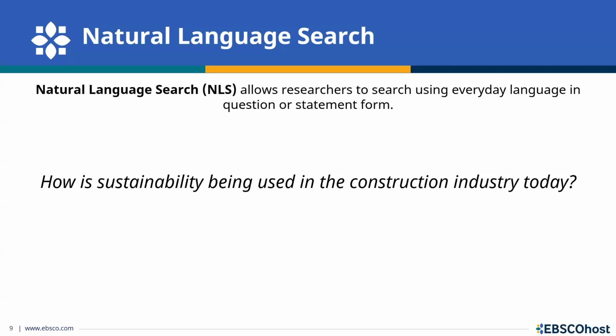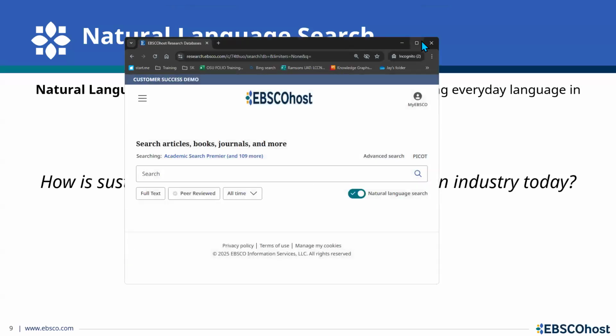How is sustainability being used in the construction industry today? So this is a natural language search. And if you put that into your research databases, this is not going to pick up a lot of good results because it's going to try to pick up and search for articles that had how or is or being in the lots of these things. So this is not going to yield a great result, but there is a new functionality in the EBSCOhost environment that helps you utilize, construct, and perform searches in your natural language.